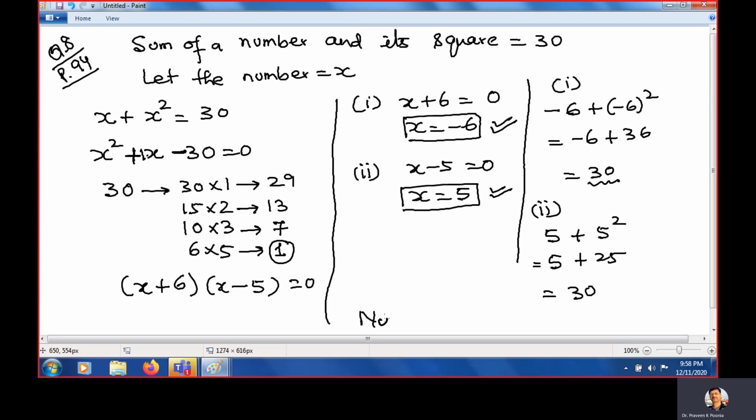So the numbers are, there are two numbers that satisfy this property: minus 6 as well as 5. So there are two answers to this question. If we ask this question in multiple choice, maybe both the answers are given or one answer is given. If both are given, then you need to tick both, as both answers are correct.